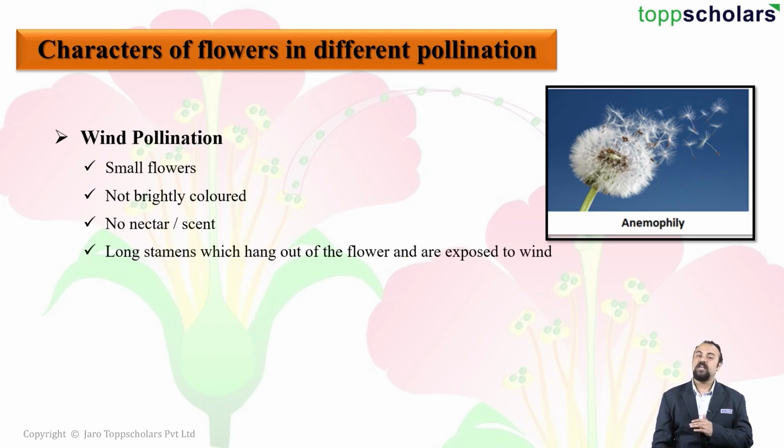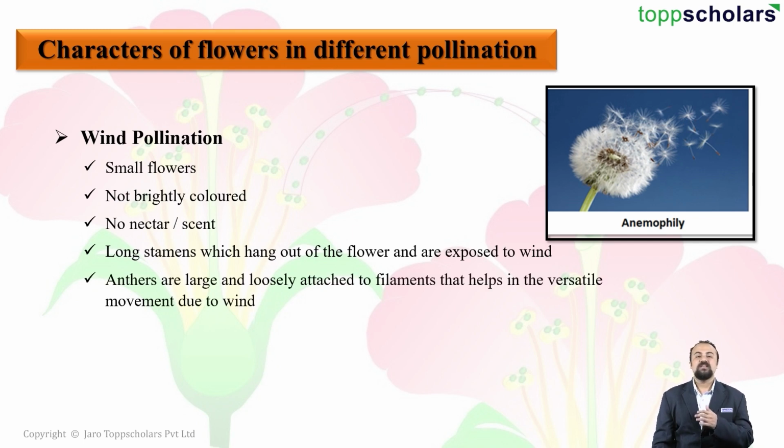Moving on students, they have very long stamens which hang out of the flower and are exposed to the wind. Students, this is there because if there are any pollen grains in the wind and if the stamen is hanging out, it will be easy for the stigma to catch the pollen. Moving on students, the anthers are also large. They are very loosely attached to filaments which help in versatile movement due to the wind.